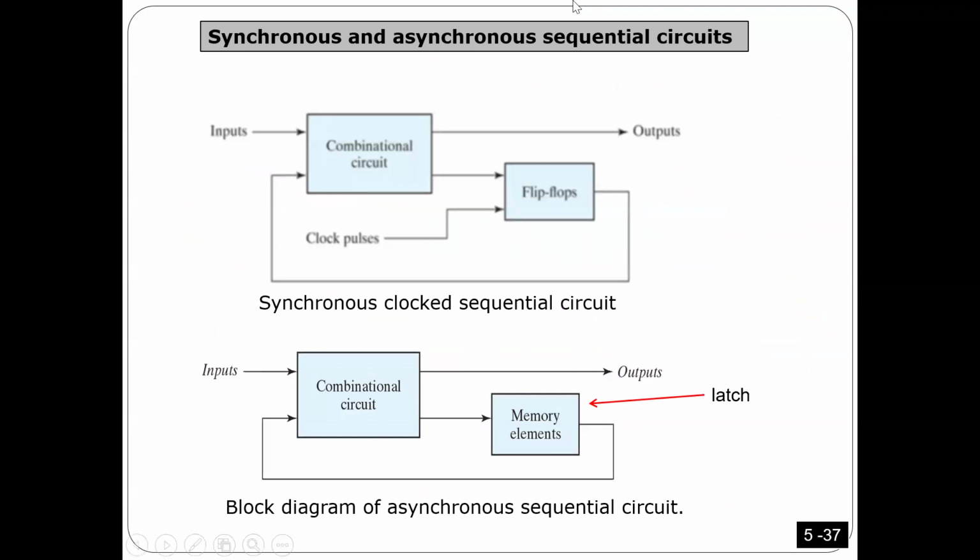So here I'm telling you, a sequential circuit can be synchronous or asynchronous, meaning synchronized or not synchronized. In this chapter, we are going to focus fully on synchronized circuits. We are not going to teach the asynchronous ones, because most circuits are synchronized. That's why we will teach flip-flops.